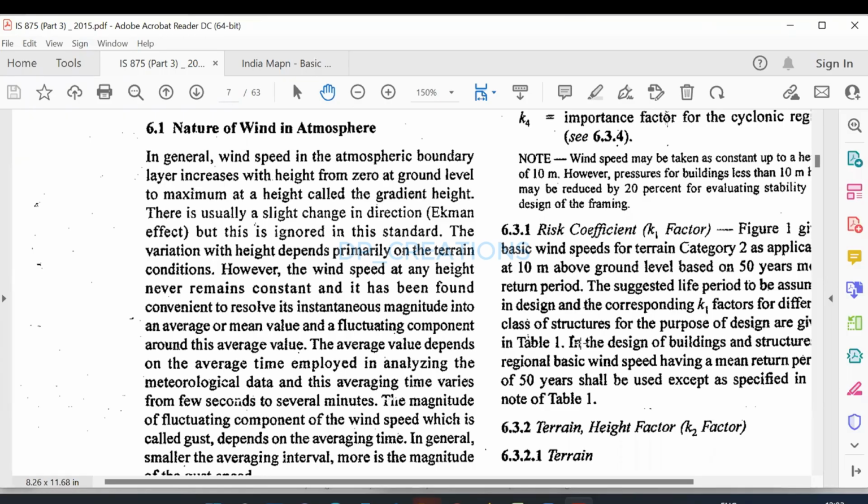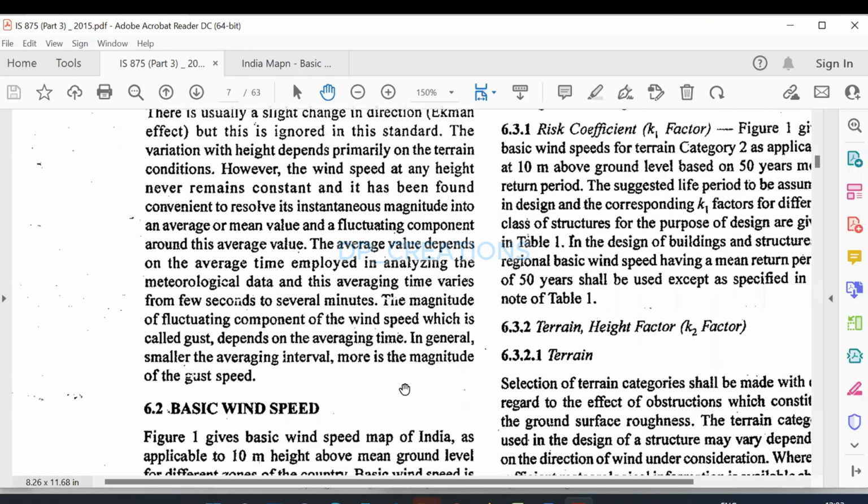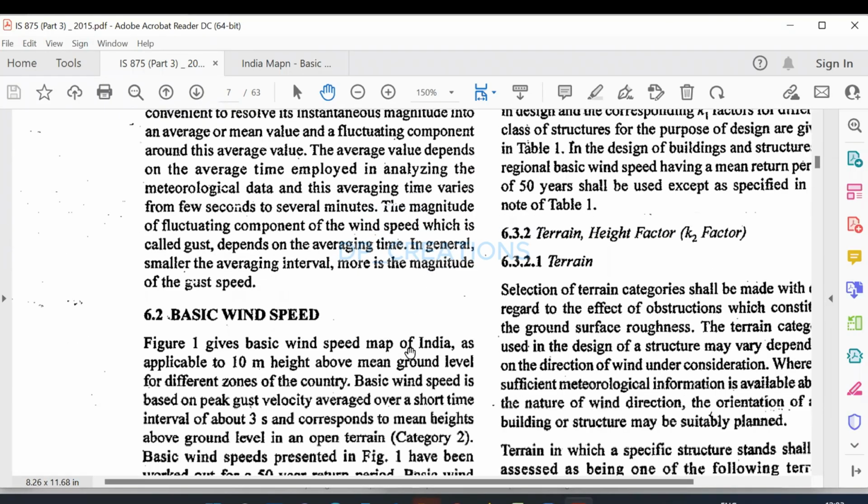The magnitude of the fluctuating component of wind speed, which is called gust, depends on the averaging time. In general, the smaller the averaging interval, the more is the magnitude of the gust speed. Obviously, instantaneous impact is more for a small time period.